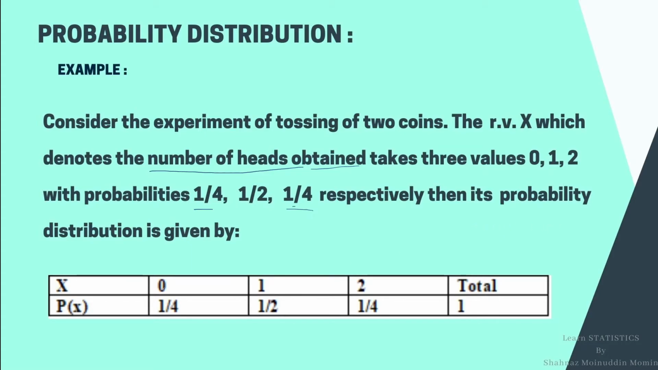Then its probability distribution is given by, written in the tabular form, x takes values 0, 1, 2. At the same time their corresponding probabilities are: 0 has probability 1 by 4, 1 has probability 1 upon 2 and 2 has probability 1 by 4. If we add all these three values, meaning 1 upon 4 plus 1 upon 2 plus 1 upon 4, we get 1. So it is a probability distribution.